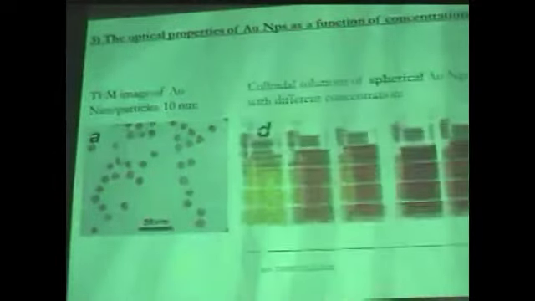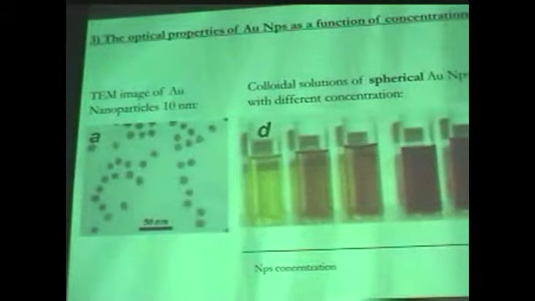Here I show you a third example concerning the optical properties of the gold nanoparticles as a function of their concentration. Here we can see the image of those gold nanoparticles of 10 nanometers. Those are spherical nanoparticles, and here we can see a series of nanoparticle solutions. Here, diluted solutions presenting yellow color, and here we can see the red color for concentrated solutions.